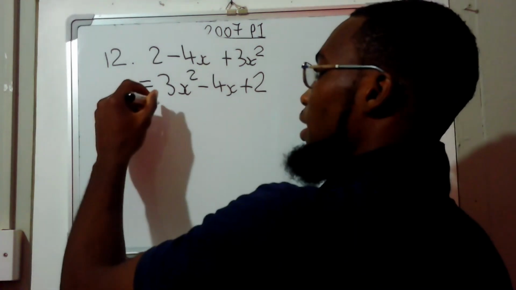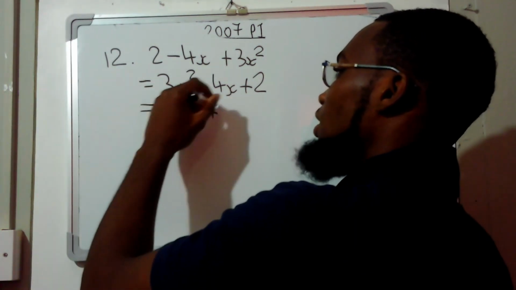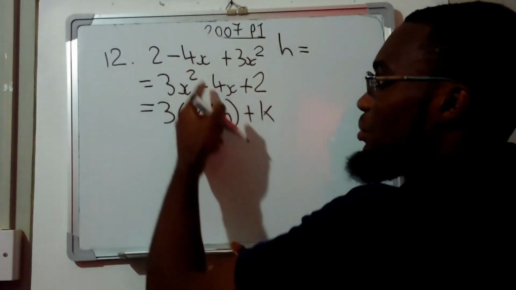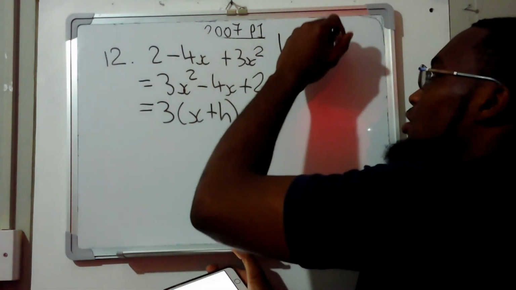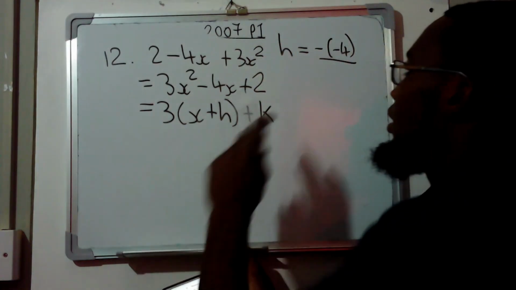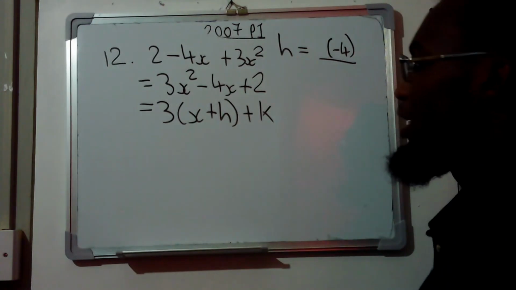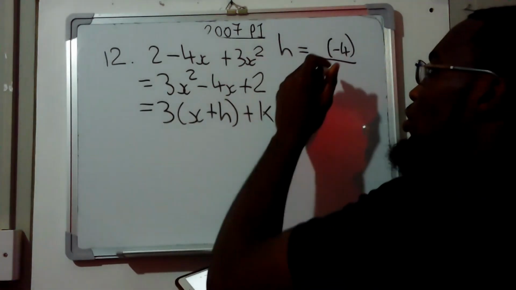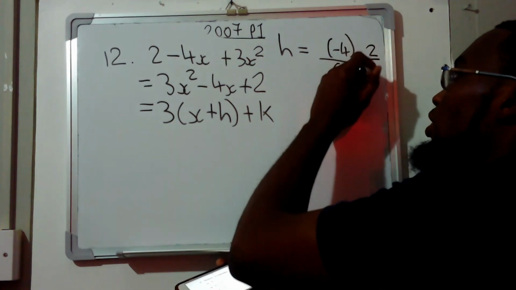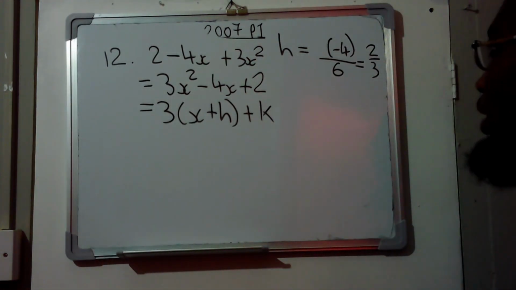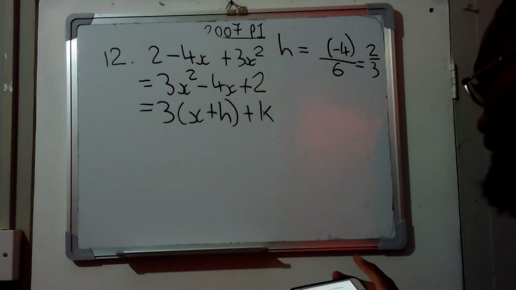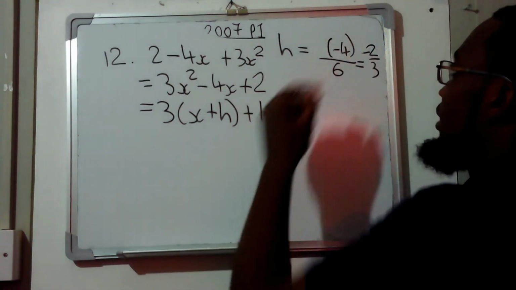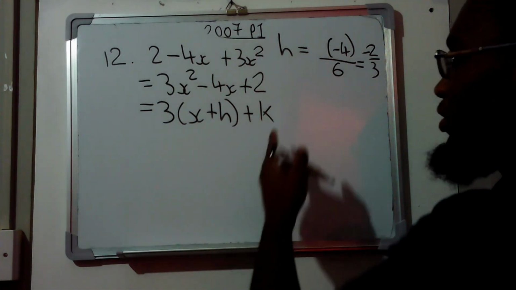I like to put it in this form: 3 in bracket, x plus h, plus k. So we need to find h. H is minus b over 2a. Well, sorry, the negative is already there. This is b, and this is a. So it's negative 4 over 2 times 3, which is 6. That's 2 over 3. Put back the negative, so h is negative 2 over 3. That's my h.